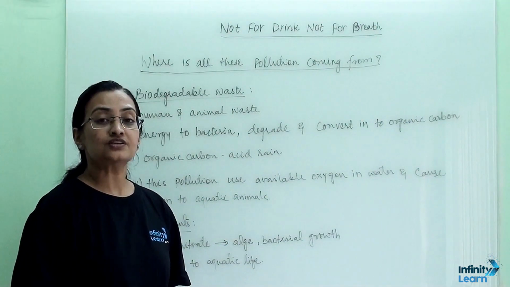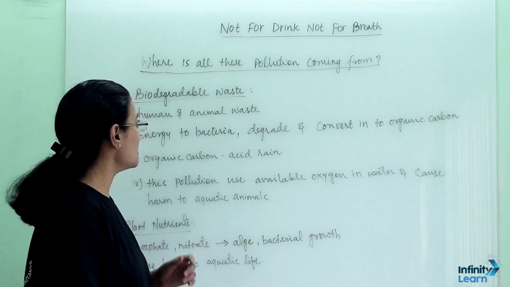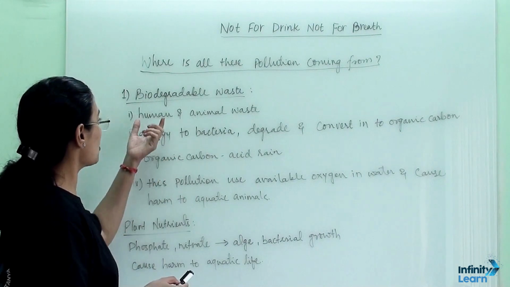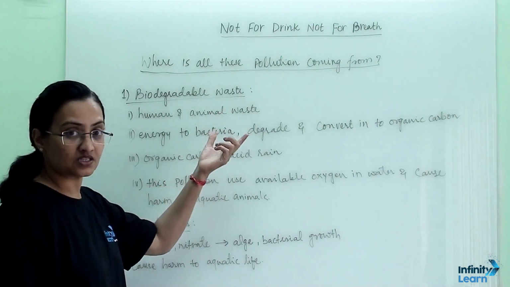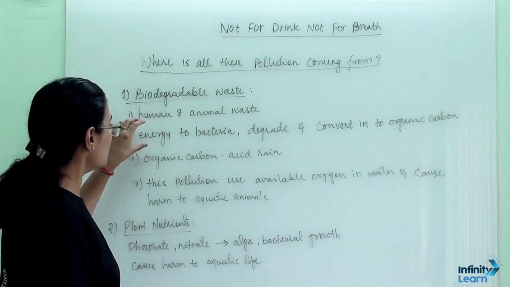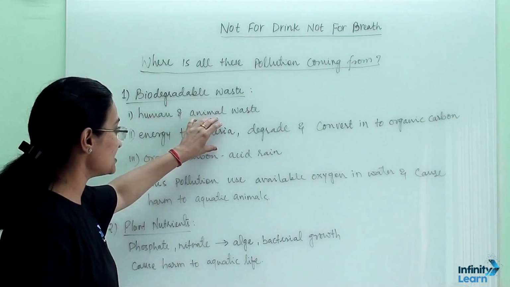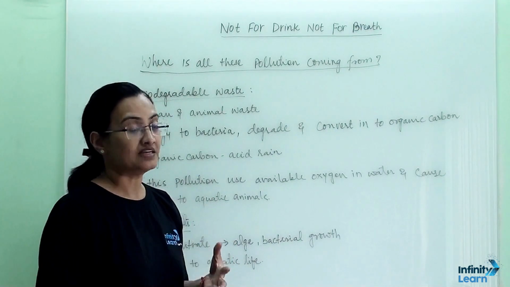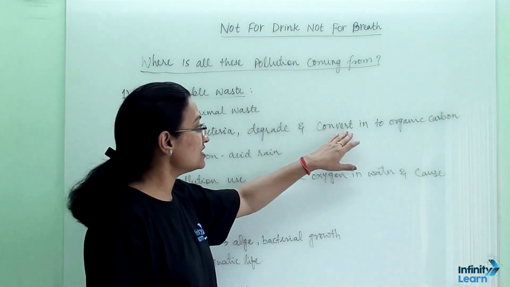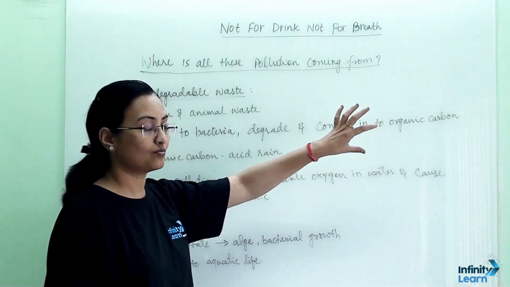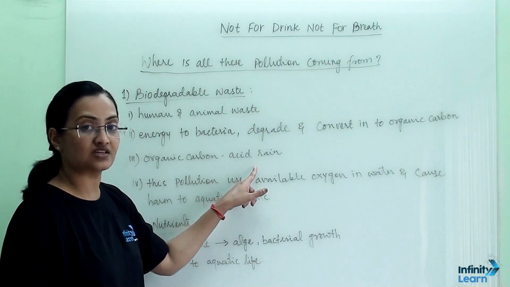Now let us look into the types of pollution. So first is biodegradable waste. This waste consists of human and animal waste. This is basically organic matter. This will give energy to bacteria. Bacteria will utilize this organic matter and they will multiply. And they will convert this into organic carbon. But this form of organic carbon is harmful. It will cause acid rain.